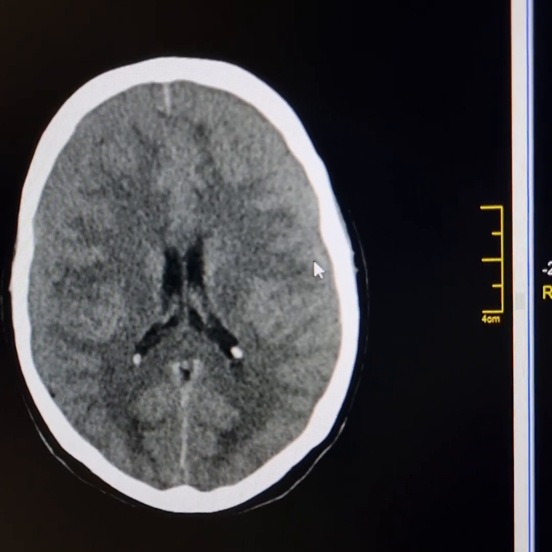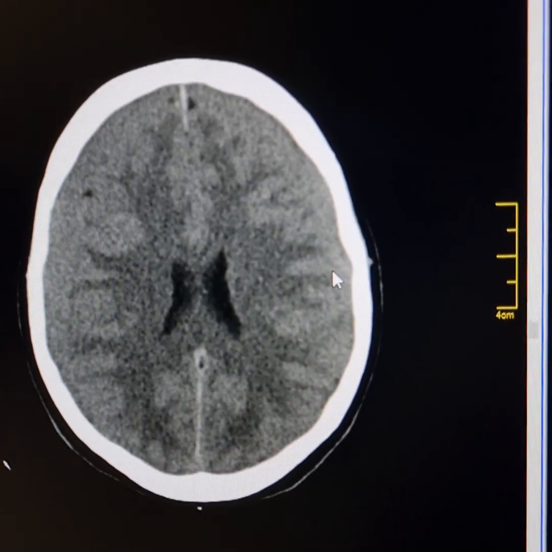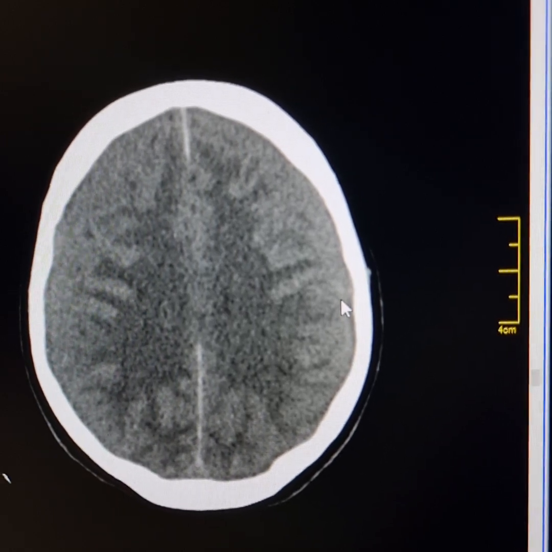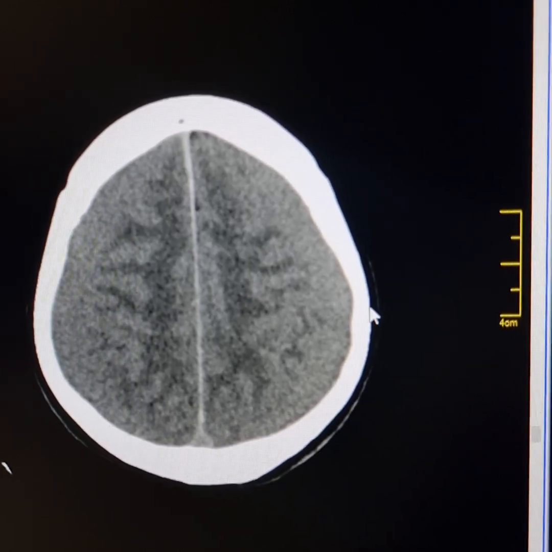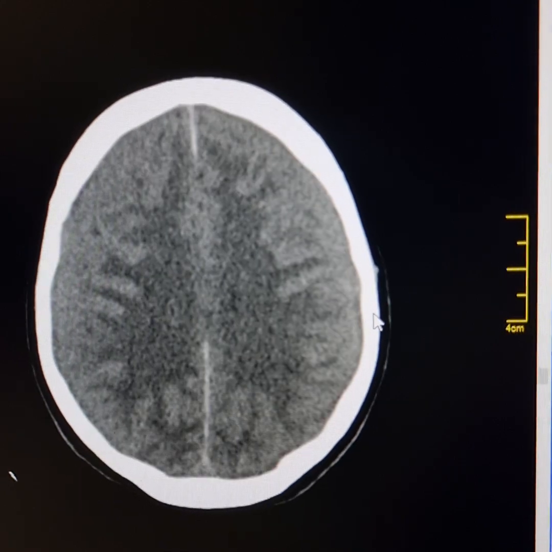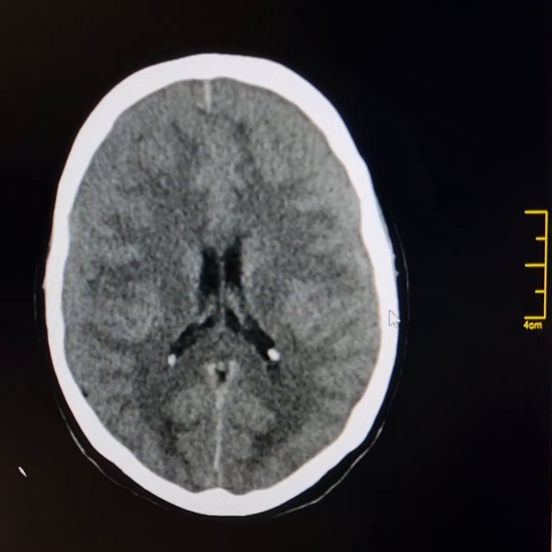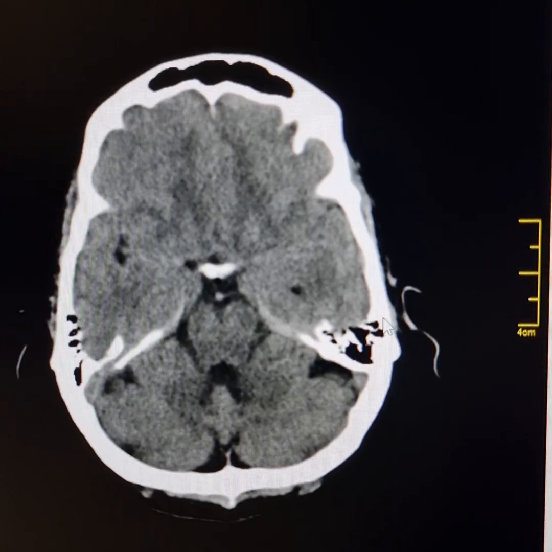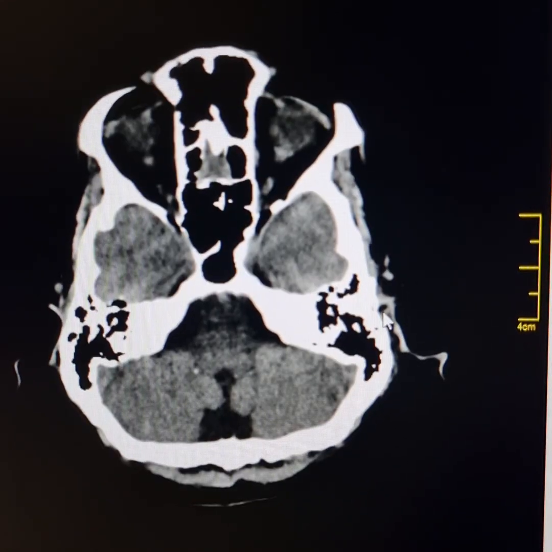Now please observe this slightly hyperdense area here. This one is suggestive of hemorrhage. So these are the subacute subdural hematomas, and the underlying brain parenchyma is compressed.